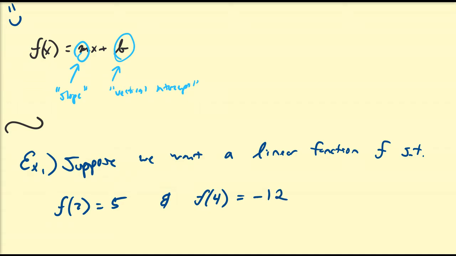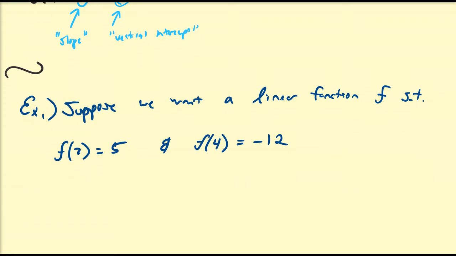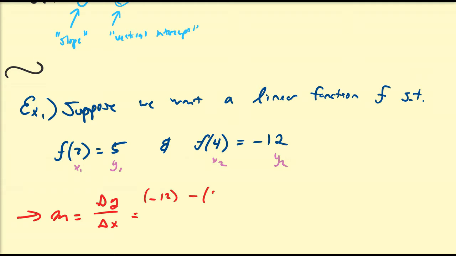So let's figure out the slope and the vertical intercept for a function f which is linear and satisfies these two properties. What I'm going to do is call this x1, y1, and this x2 and y2. From these 2 points, we can find the slope of that line. We know the slope is the change in y divided by the change in x. So that's going to be equal to y2 minus y1 divided by x2 minus x1.